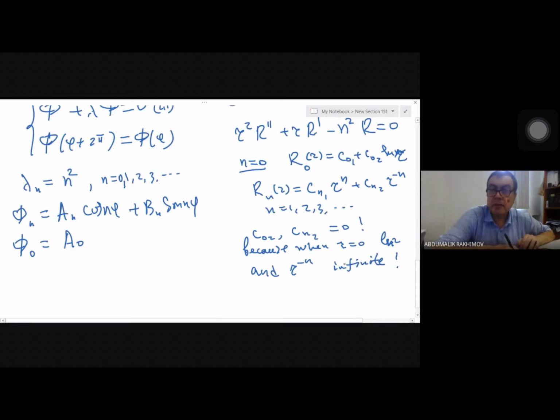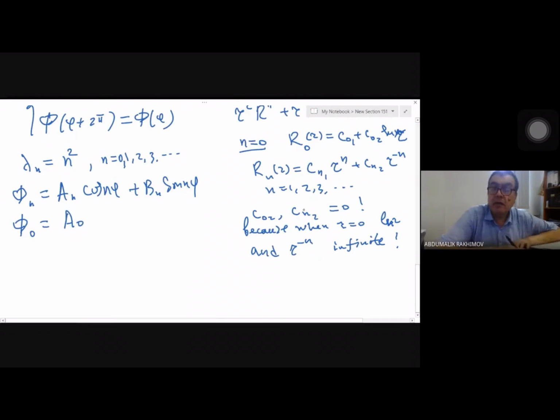Heat cannot be infinite, right? That's why C02 and Cn2 must be 0. If these two constants are not 0, then Rn(0) will be equal to infinity, because you have 0 to the power minus n, or the logarithm of 0, which is infinity, right? So it cannot be. That's why we say these two constants must be 0. Then choose C01 and Cn1.